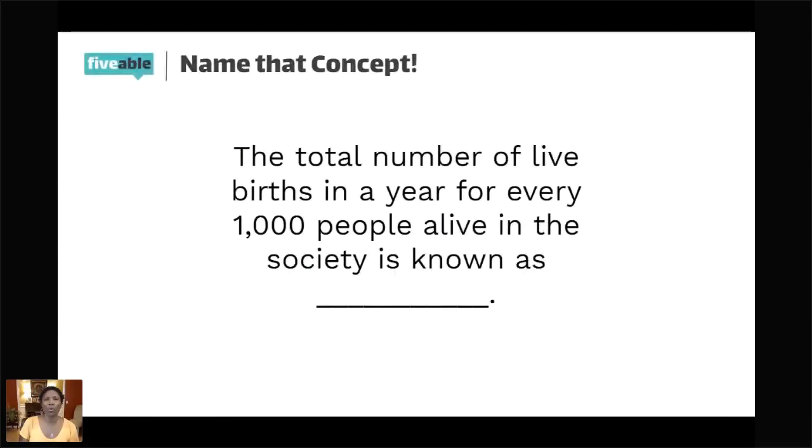You should have studied this concept. The total number of live births in a year for every 1,000 people alive in the society is known as, type that. Ooh, yes. And CBR stands for crude birth rate. Absolutely fantastic. All right, next one.